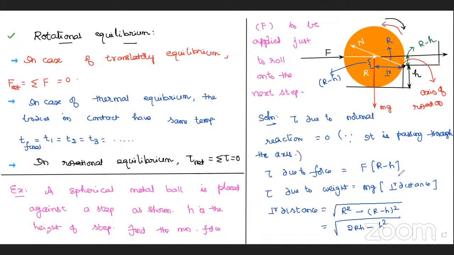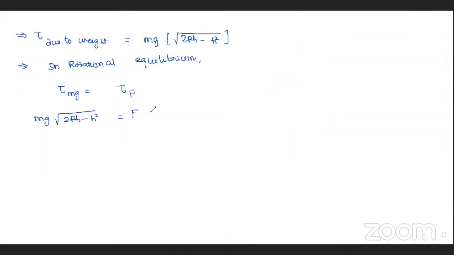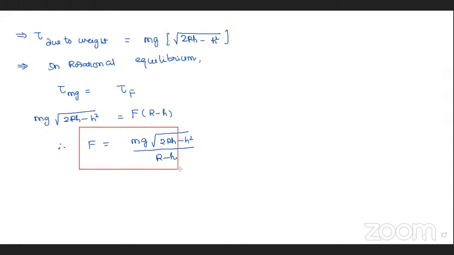How much did we write here? F into r minus h. So F into r minus h. That's it. Therefore, F is equal to, if they give the numerical value, substitute here: mg into root of 2rh minus h square by r minus h. Okay, that's it. Over. So any doubt here in finding out the net force using the rotational equilibrium concept? No doubt. So I think you understood.